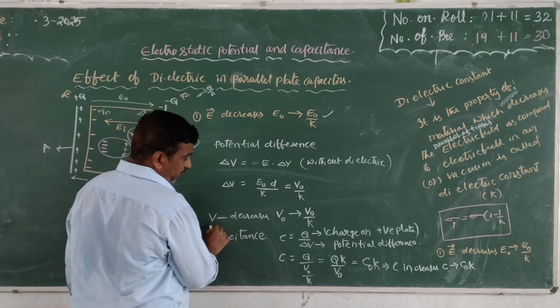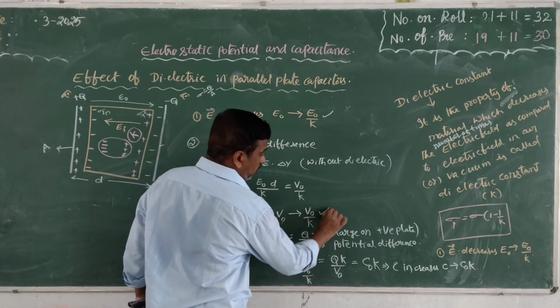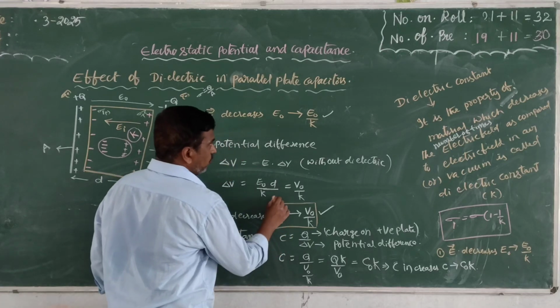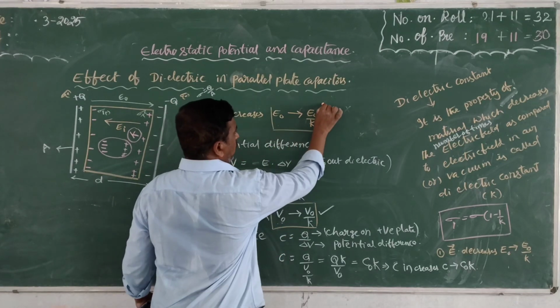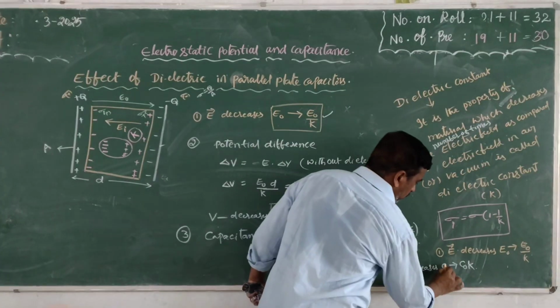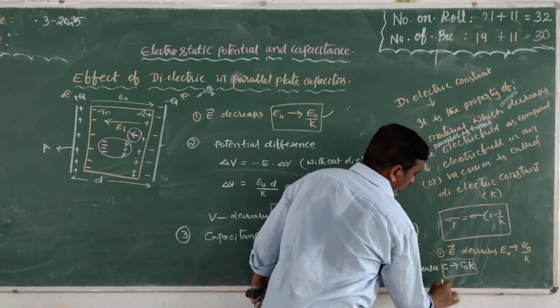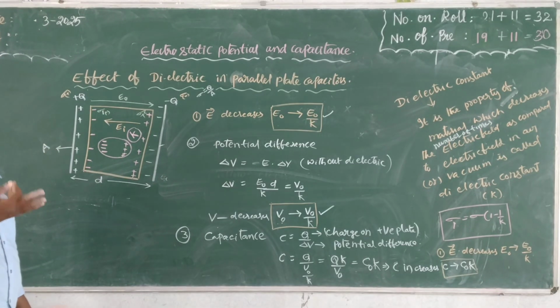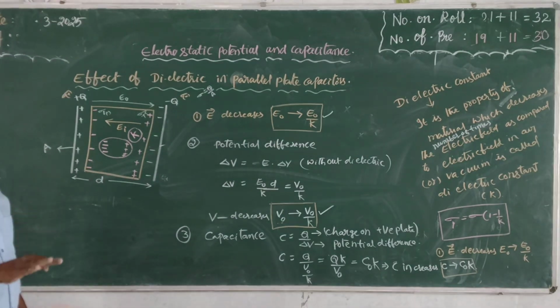Potential decreases from V naught to V naught by K. Electric field decreases from E naught to E naught by K. What about capacitance now? C naught to C naught K. Means capacitance increases, potential decreases, electric field decreases.